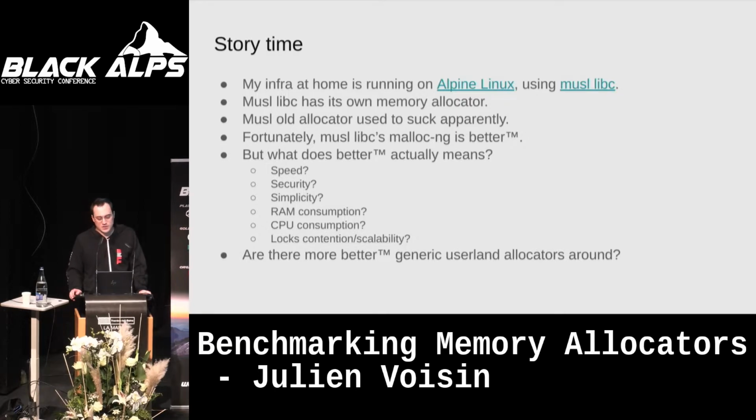And I was idling on IRC, and someone said that the old memory allocator from musl sucked, and the new one is way better. And I was curious, is it better in what way? Is it faster? Is it more secure, simpler, better use of my CPU? I don't know, maybe better colors. This is how I ended up giving a talk, apparently. Someone said something on IRC, and here I am. And also I wanted to know, is it really the best one? Maybe there are better ones around. That would be really nice to know.